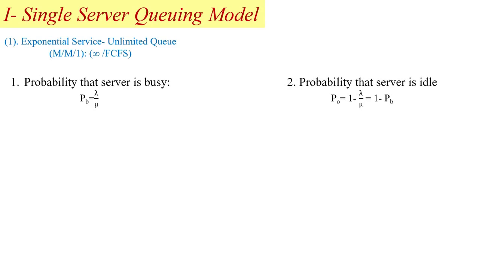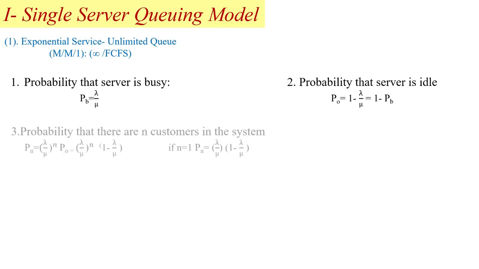Second one is the probability that the server is idle. That is P naught, which is nothing but 1 minus PB, otherwise 1 minus lambda by mu.